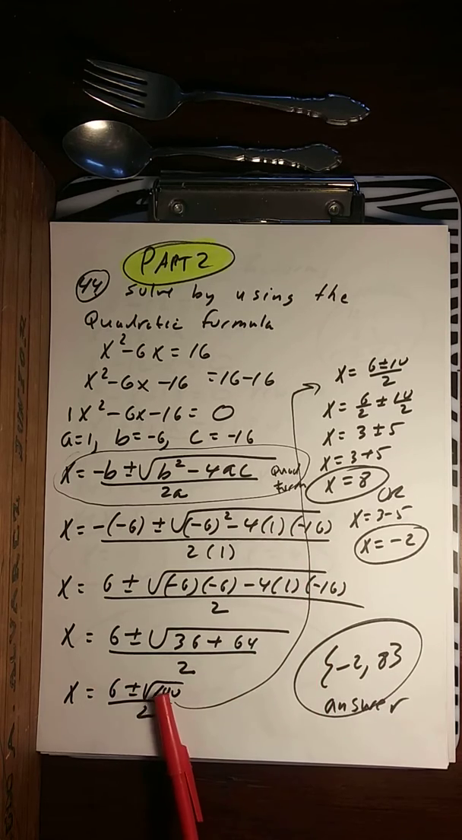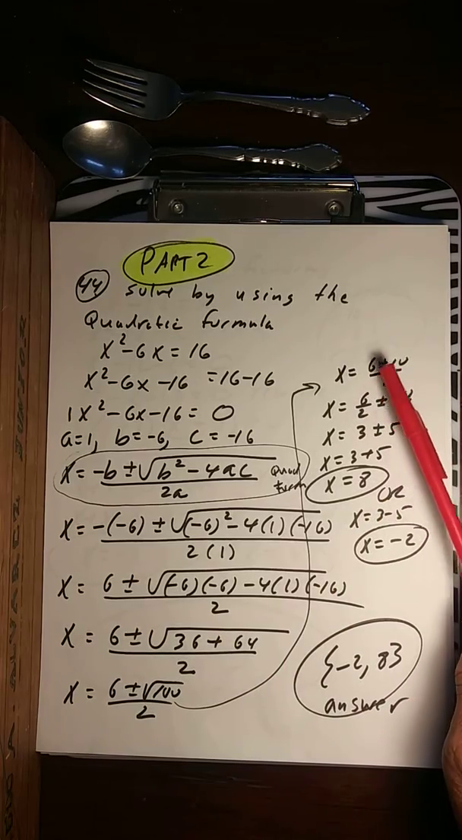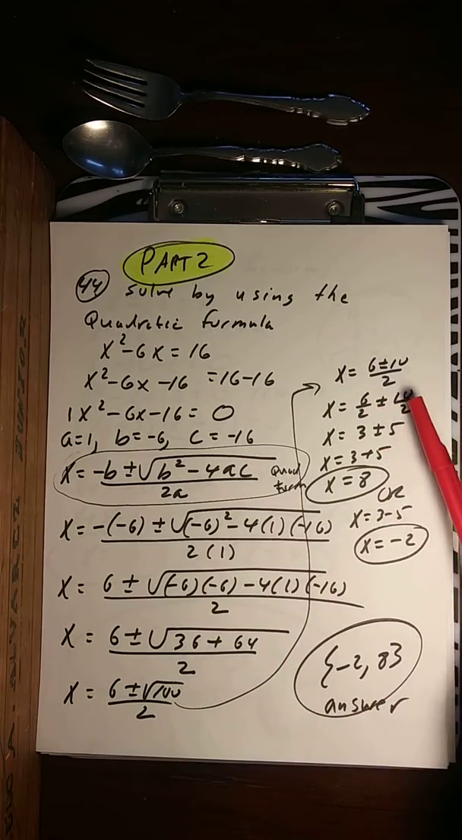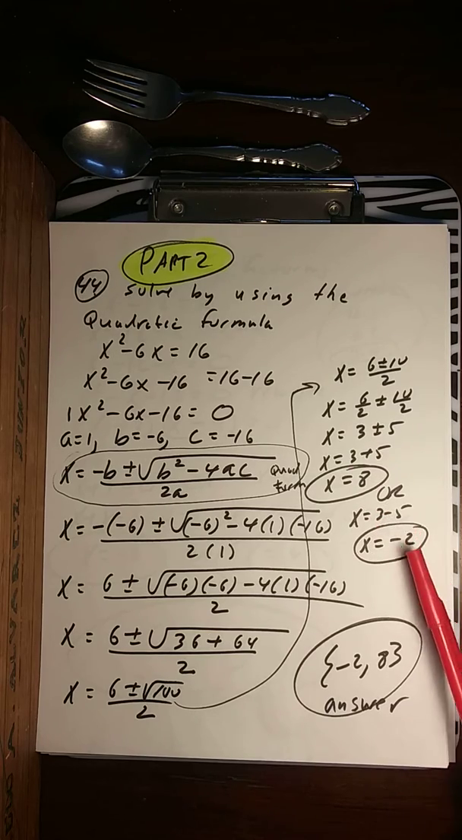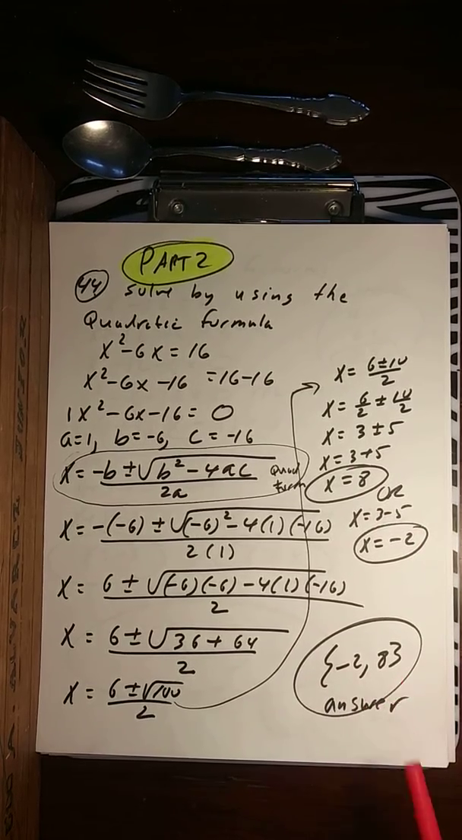That's going to be 6 plus or minus the square root of 100. So that's going to be 10. 6, so divide by 2, divide by 2. So 3 plus or minus 5. So we have 3 plus 5 is this answer, and 3 minus 5 is that answer. So we have negative 2 and 8.